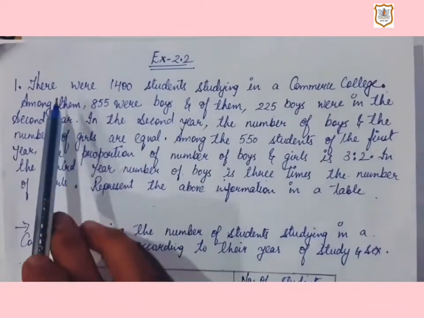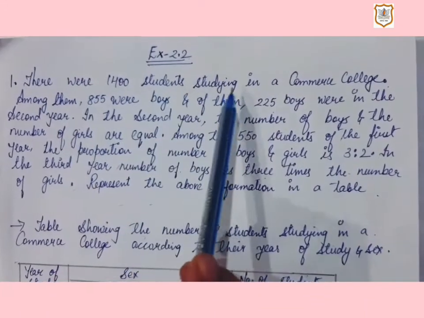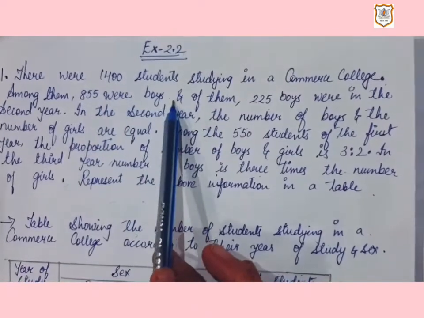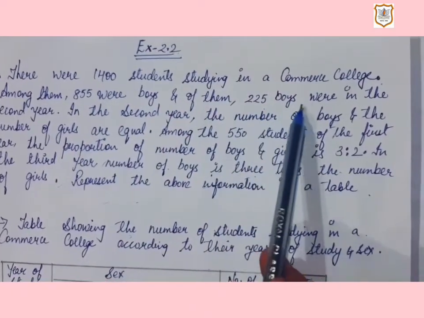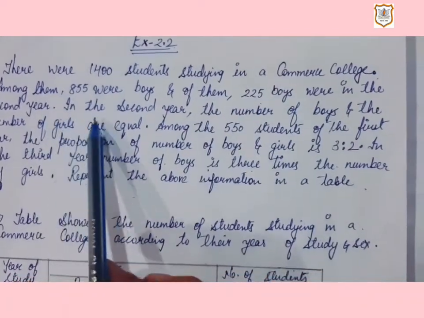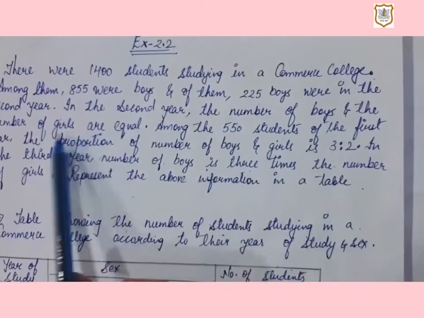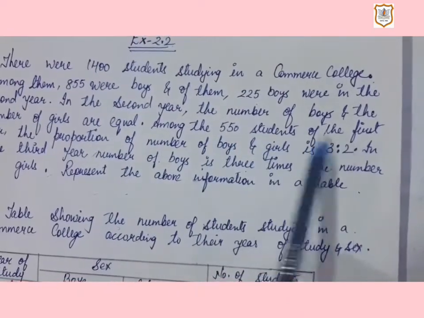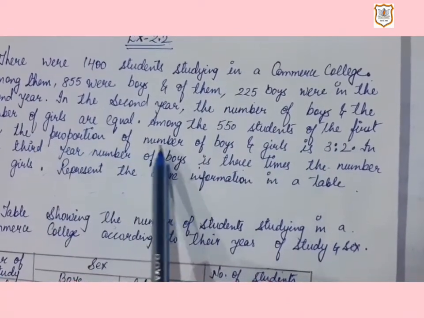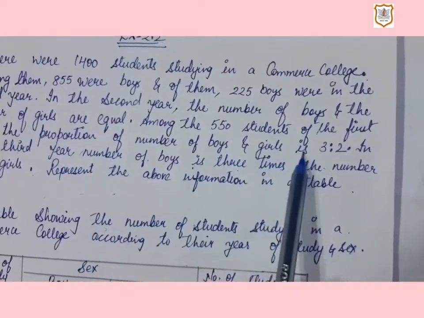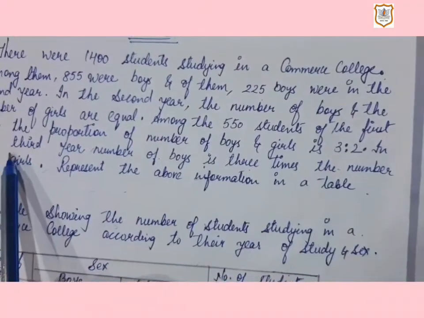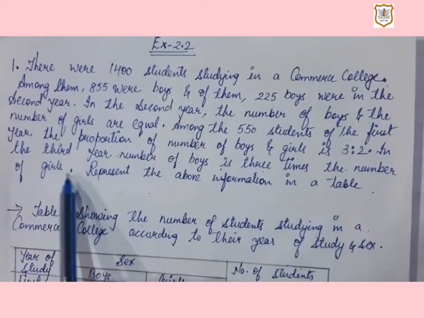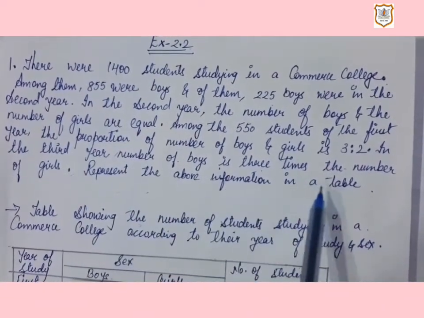Let's read the question. There were 1400 students studying in Commerce College. Among them, 855 were boys, and of them 225 boys were in the second year. In the second year, the number of boys and the number of girls are equal. Among the 550 students of the first year, the proportion of number of boys and girls is 3:2. In the third year, the number of boys is 3 times the number of girls. Represent the above information in a table.